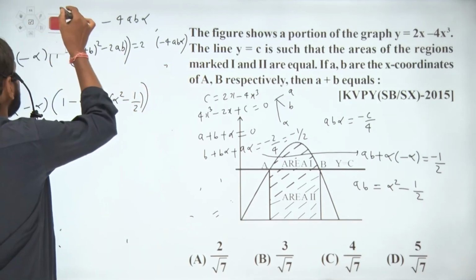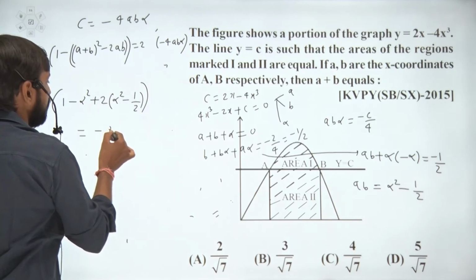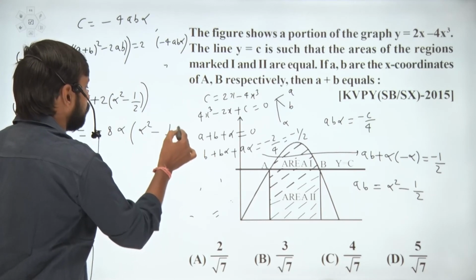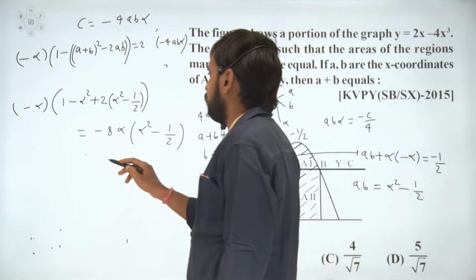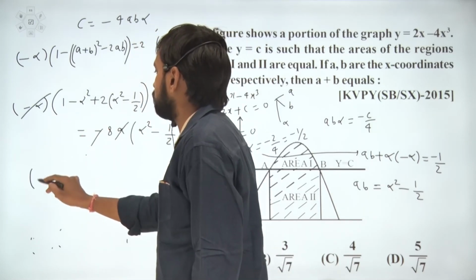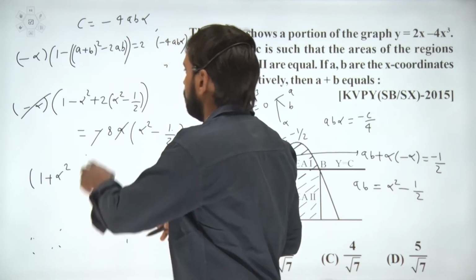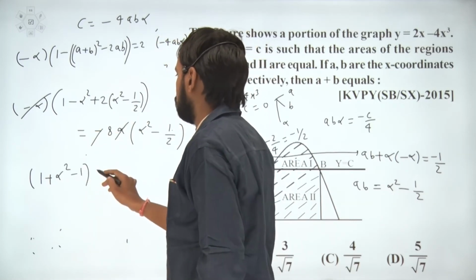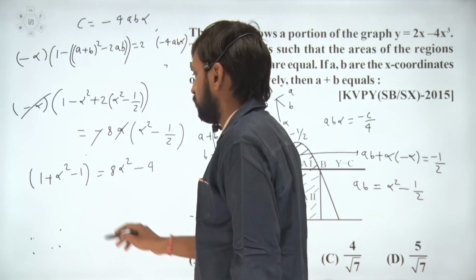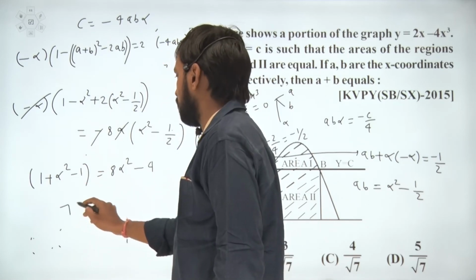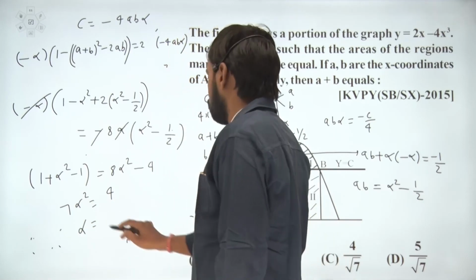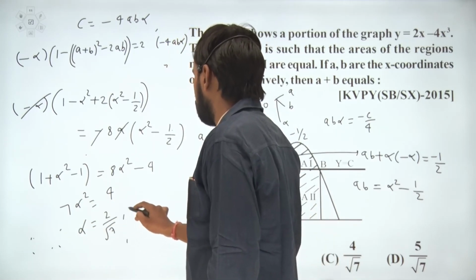So from here we can say minus 8 alpha, and ab is alpha square minus 1 by 2. Now from here minus alpha and alpha will be cancelled out. Now that will become 1 plus alpha square, and 2 into minus 1 by 2 will be minus 1. And now from here that will be 8 alpha square and minus 4. Now from here 1 and 1 will be cancelled out. 7 alpha square will be equal to 4. So from here alpha is 2 by root 7 and minus 2 by root 7.